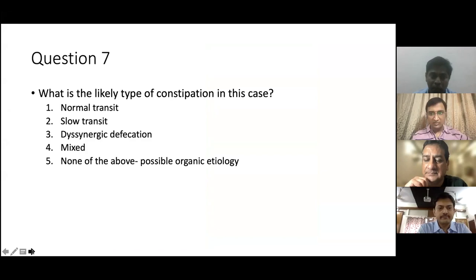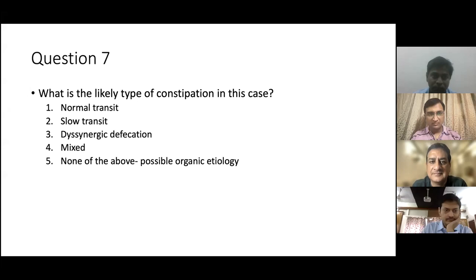Sir, going to the next last poll question, what is the likely type of constipation in this case? Okay, so we'll end the poll here. 89% have answered slow transit constipation. 4% felt it was dyssynergic defecation, and 4% felt it was mixed.